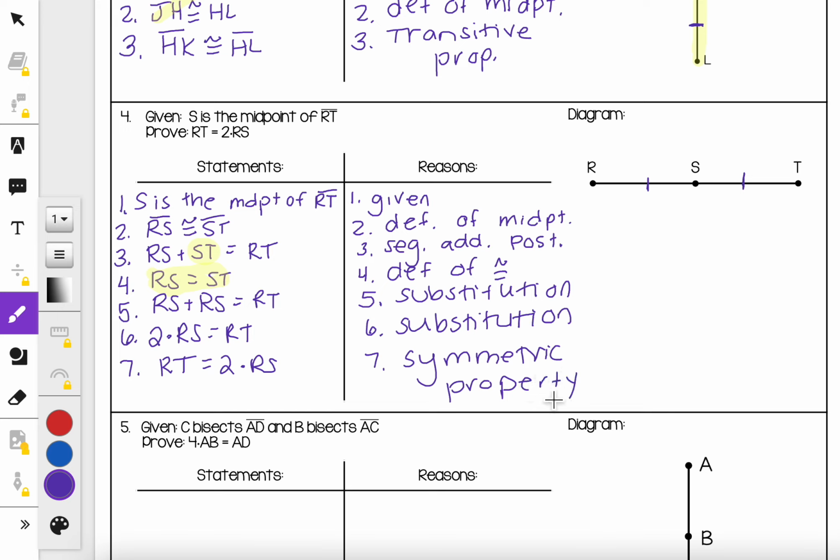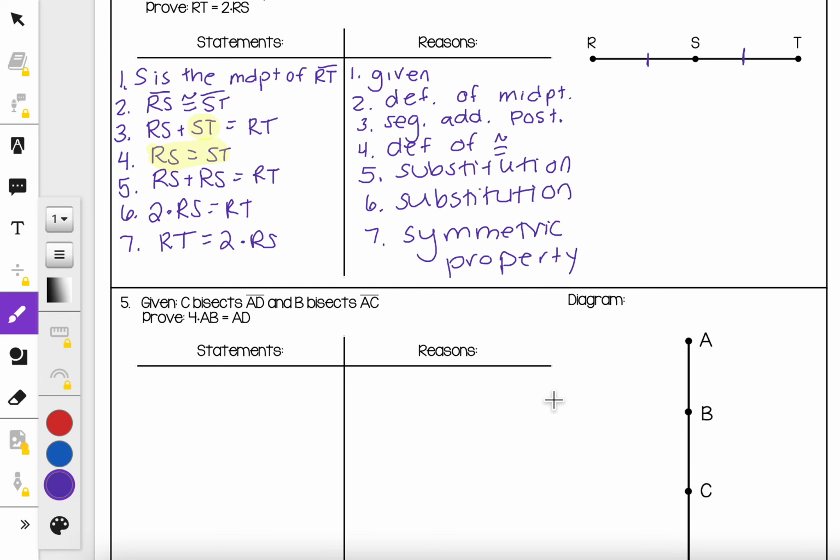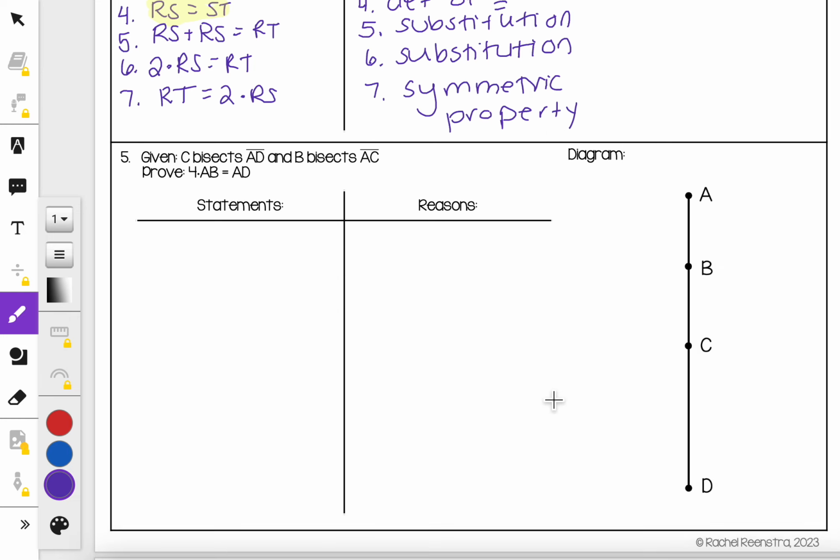Okay. All right, we are almost done. We have one more proof. This one is a little bit longer. This is probably the trickier one out of all of these. So let's look at proof number 5.